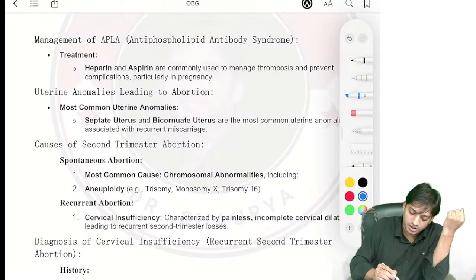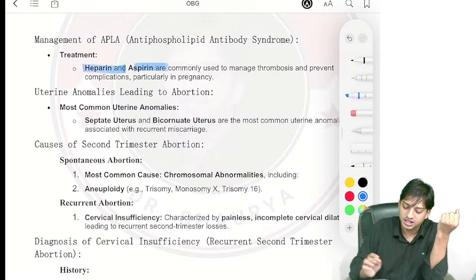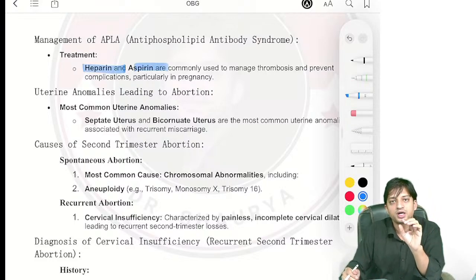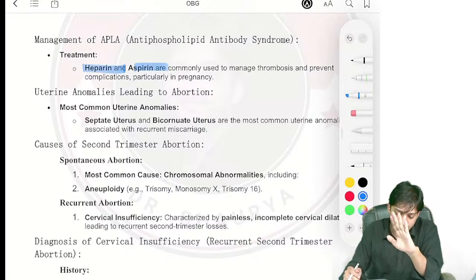Now, come here to the management of APLA syndrome. Treatment, nothing, just heparin and aspirin, commonly used to manage the thrombosis and prevent complications, particularly in pregnancy.